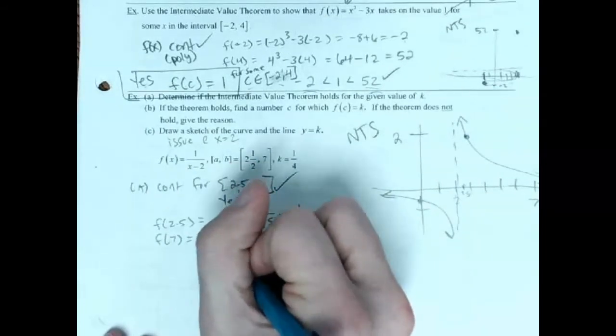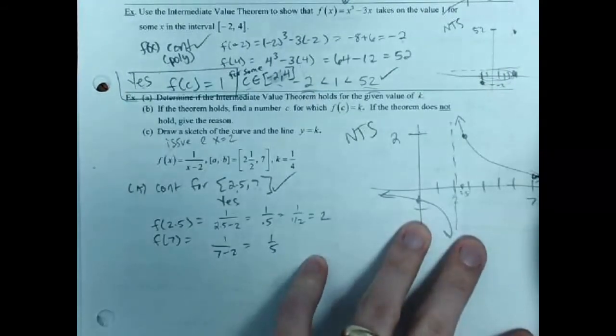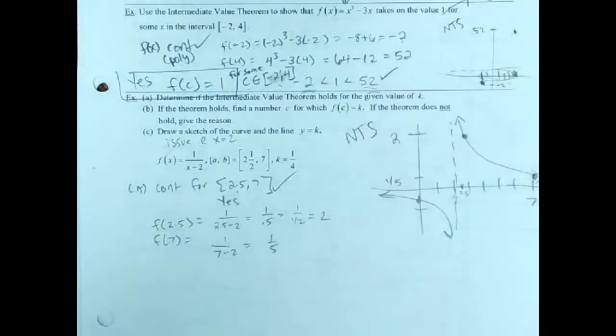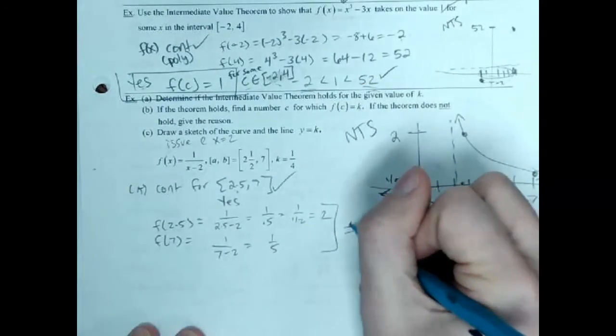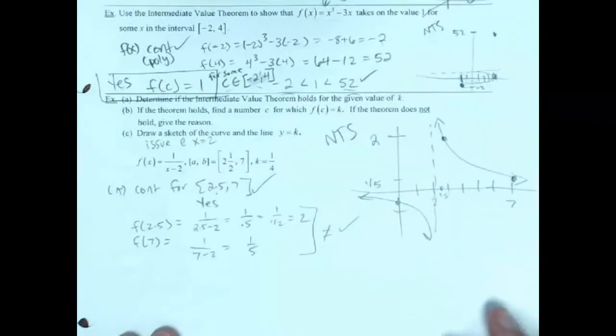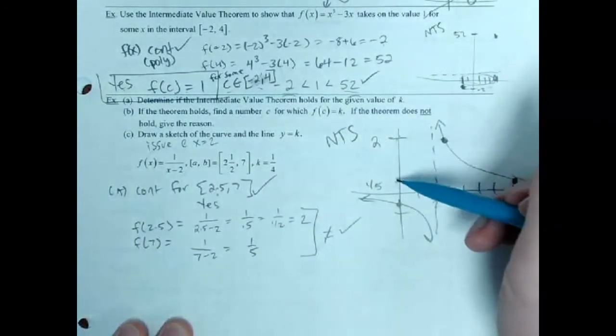Let's test the next one. 1 over 7 minus 2. That's pretty easy. 1/5. So at this point, the graph is at a y value of 1/5. So that's good. Those two things were different, but that's fine. We wanted them to be different. The starting point and the ending point need to be different y values.